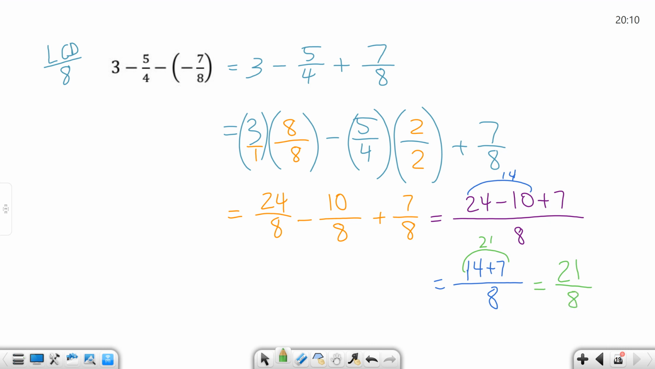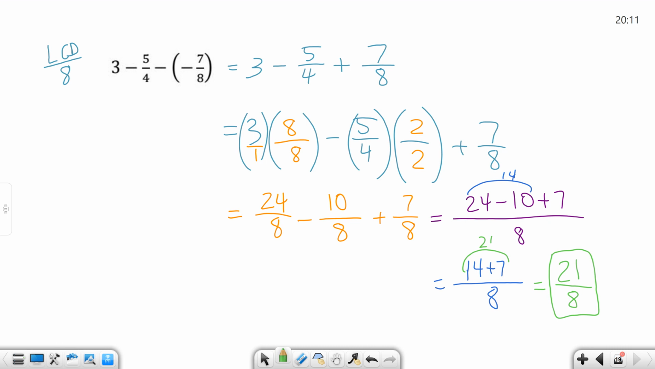And then I ask myself, is there any way to simplify or divide 8 into 21? Or anything that goes into both of those? And the answer is no. There's nothing that divides into both of those. So 21 over 8, I know it's an improper fraction. It's a beautiful answer. In algebra, remember, you want to leave your improper fractions because they're easier to deal with typically in algebra.